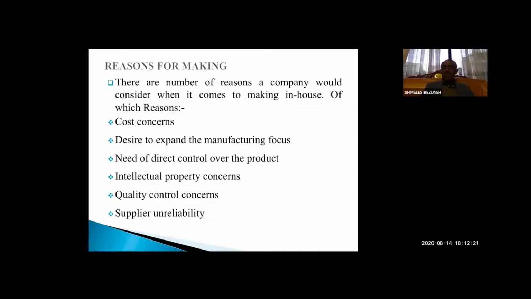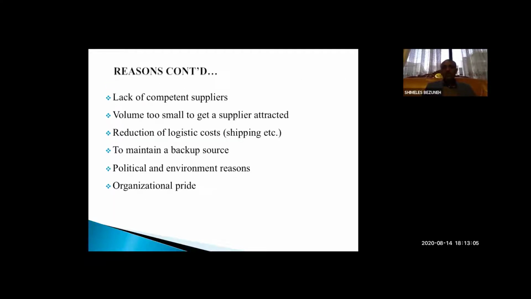The other is the need for direct control over the product. It is clear. If you are the one making instead of buying, every control of the product is in your hands. And the other reason is intellectual property concerns: copyright, patent rights. For these cases, you might prefer making rather than buying. Quality control concern: if you are making, everything is in your control for the quality. The other one is supplier reliability. If you don't have any belief in your supplier, for sure you don't go to buying. You prefer making. The other is lack of competent suppliers.